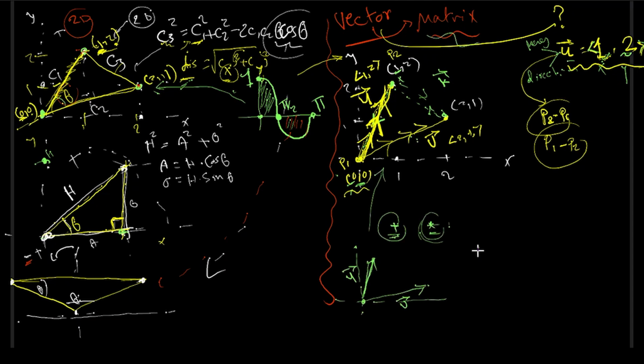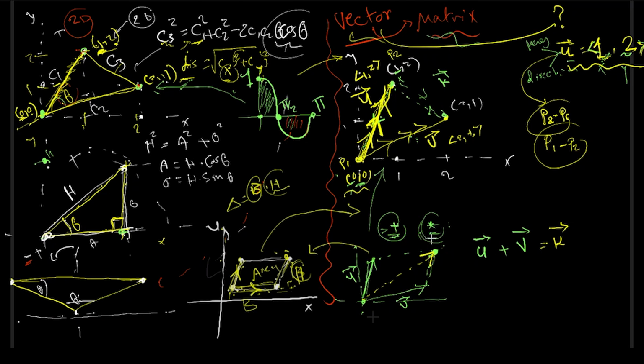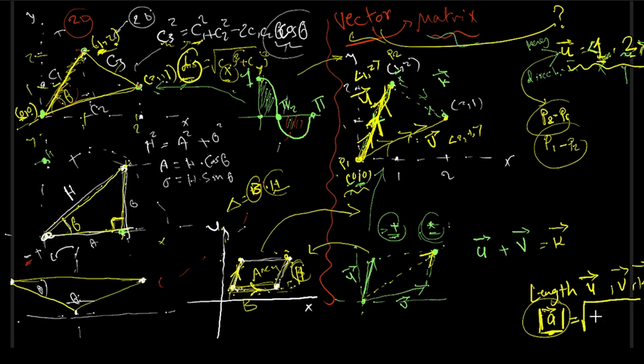Now, it turns out if you want to add u vector to v vector, then the new vector, or the addition of u and v, which we call equal to k, is going to be actually this from the origin to this new vector here. And that leads me to the idea of what's called the length, which is called the norm anyway. Square root of the first entry squared plus the second entry squared, and this scalar represents a length of this vector.